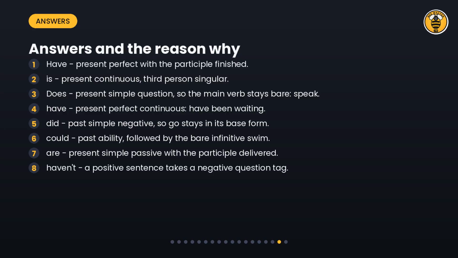Present perfect continuous. 5. We did not go to the party last night. Past simple negative, so go stays in its base form. 6. He could swim when he was 4 years old. Past ability, followed by the bare infinitive. 7. The letters are delivered every morning. That is the present simple passive. And 8. You have read the book, haven't you? A positive sentence always takes a negative question tag.